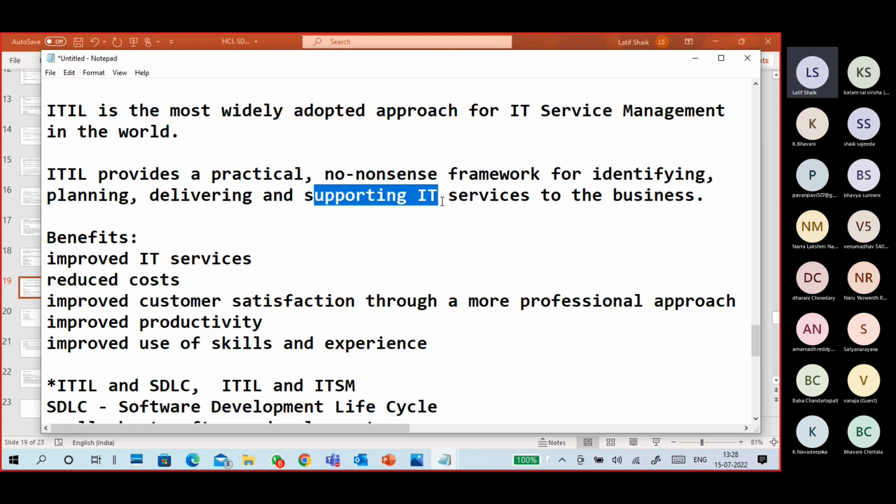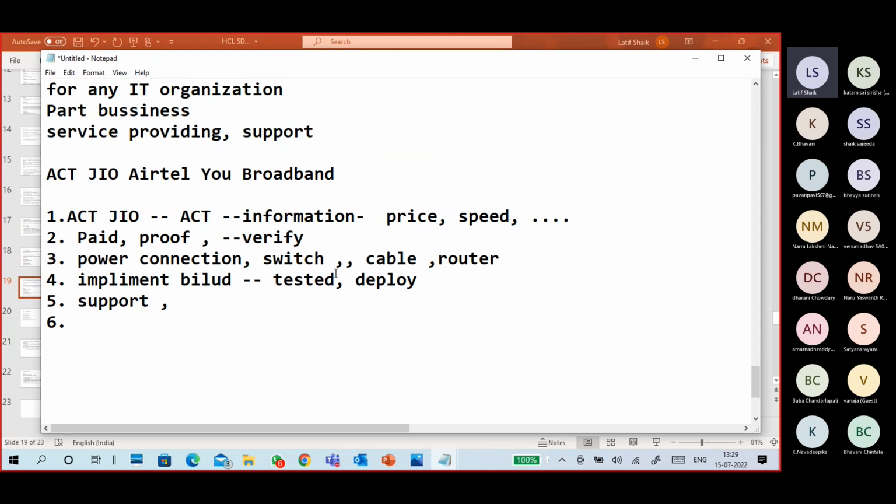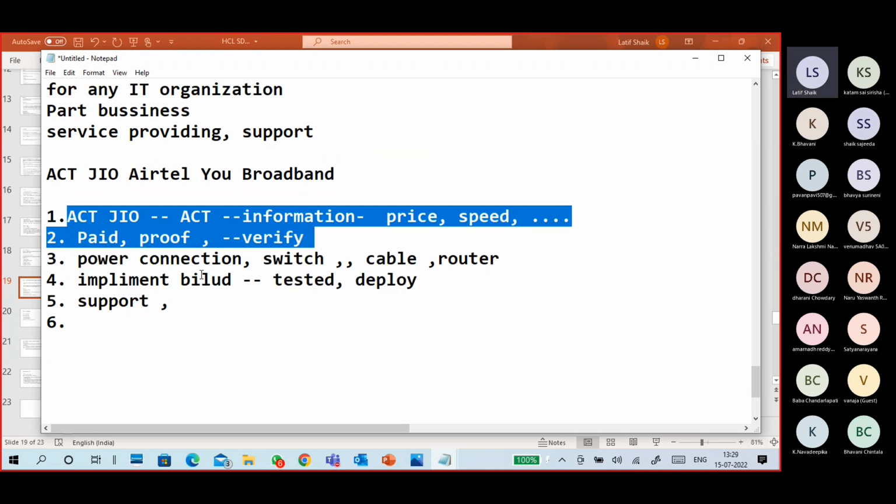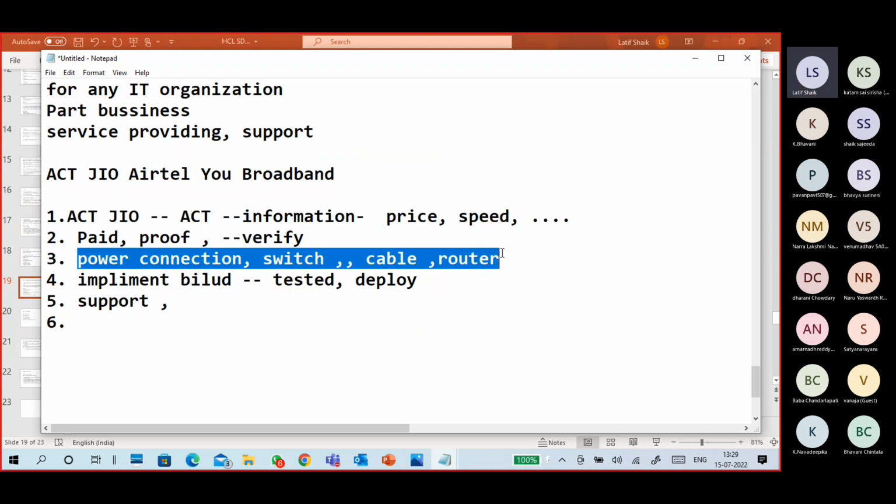So here it is, in simple words. If you understand, it is very easy. If you don't understand, better to try to understand. Don't leave it. Try to understand, either one way or the other, the concept of this thing. So I have given an example here. It is identification. What is identification? I need an internet connection. And planning: how to give, how to connect, how to think, and do it and build it.